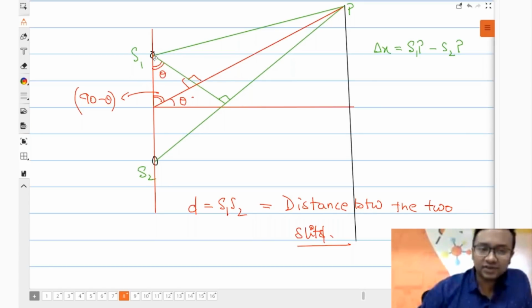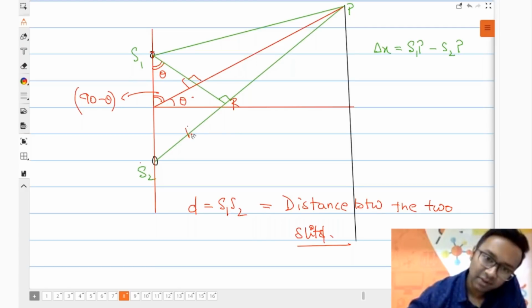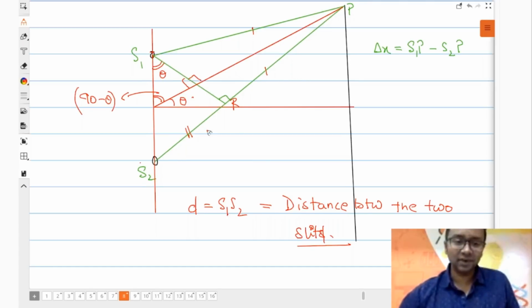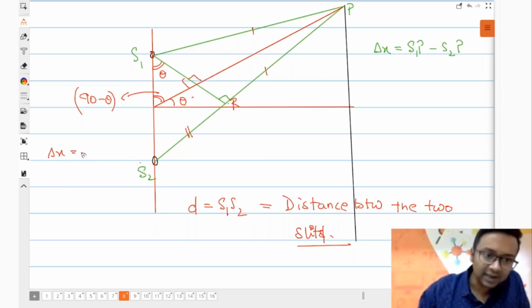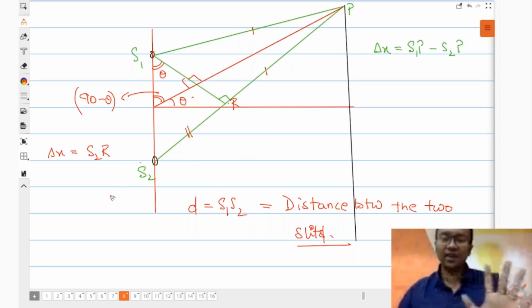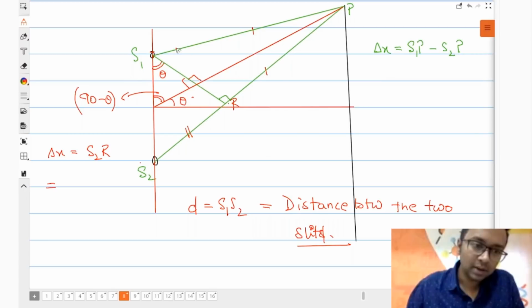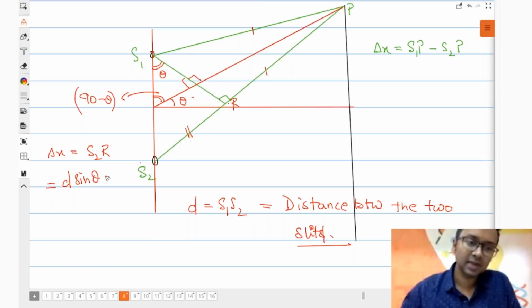And then if you take this triangle S1, S2, and some R, let's say, then the path difference between this and this is nothing but equal to this, because this is almost equal to this part. So the path difference is this length S2R. So path difference here, delta x, is nothing but S2R. All right, students, these are very basics. Now from this triangle, S2R is nothing but d sine theta.